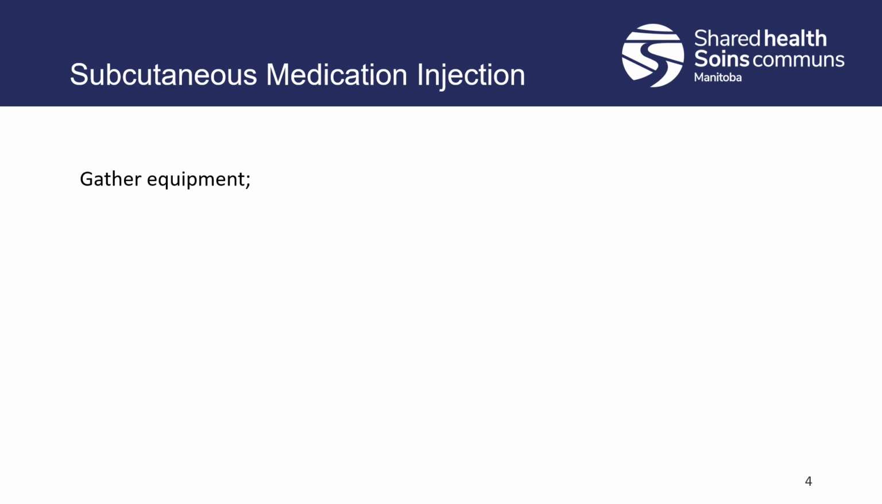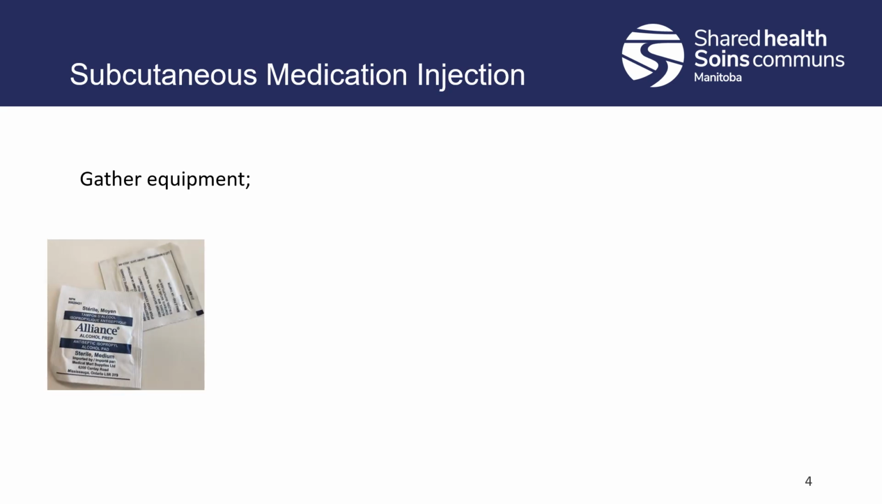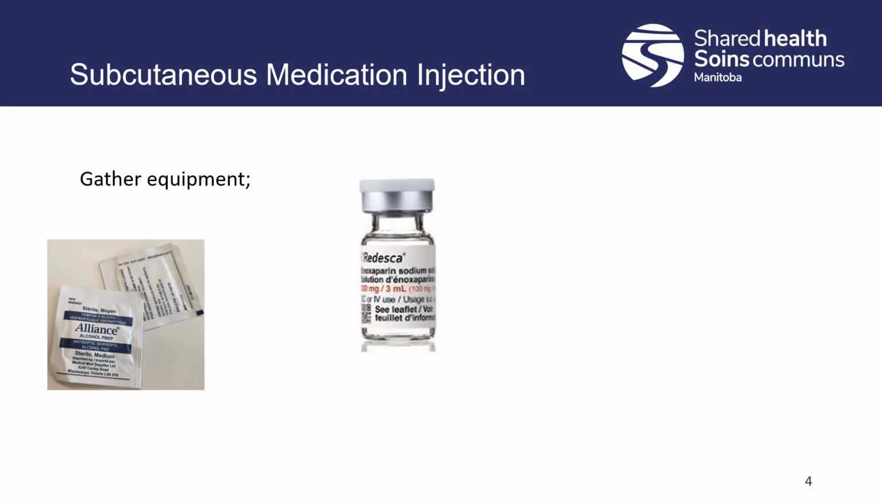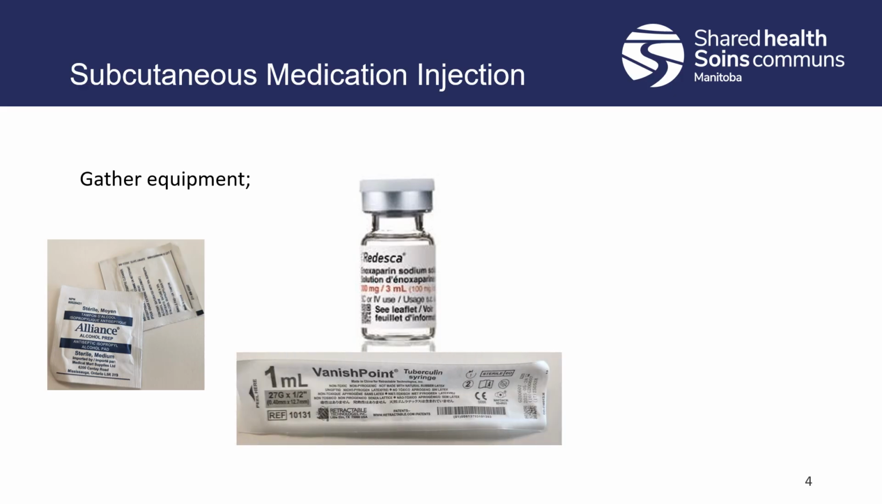So we're going to get our equipment together. We're going to need alcohol swabs because we're going to clean the site before we inject into it. We're going to get our enoxaparin out, and we're going to make sure that we check our concentration and our dosing. Again, high alert med, we're going to make sure we've got the right ampule. That's always a big one. And if we're taking it out of the vial, we're going to need a vantage point syringe, because that's why we have them. These are the only ones we should be using for subcutaneous. Do not use an IM needle for subcutaneous. Use the subcutaneous needles that are provided.